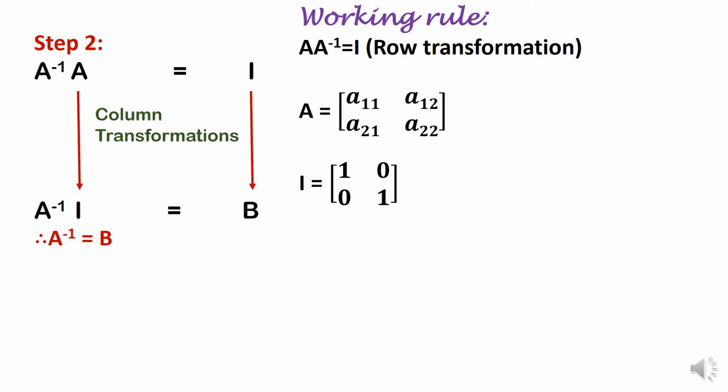What is done is that first the element A11 is converted into 1 by suitable row transformation. We concentrate on that particular element and we convert it into 1. Then in the next step, we convert the element A21 into 0. Then after that, we convert the element A22 into 1. And then lastly, we convert A12 into 0. This is the working rule for a 2 by 2 matrix if you want to transform it by row transformation.